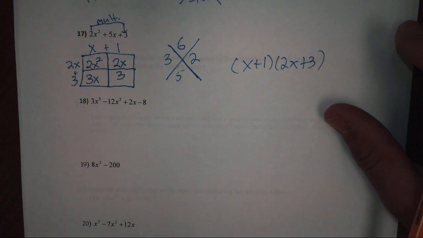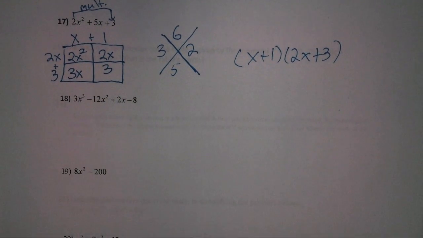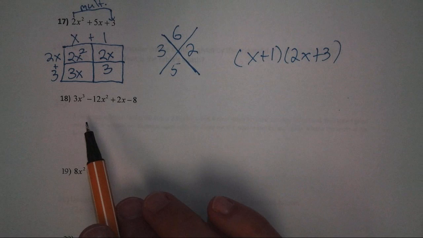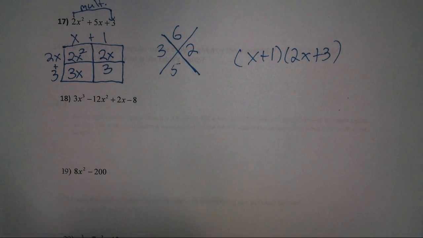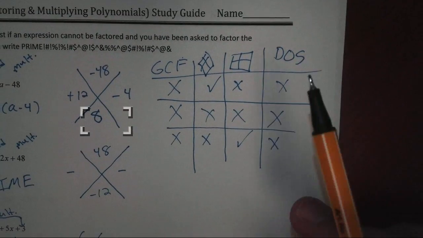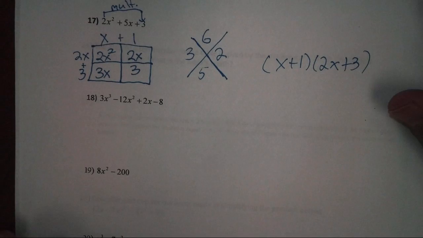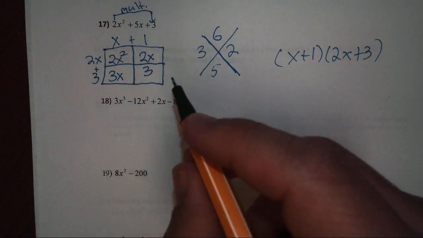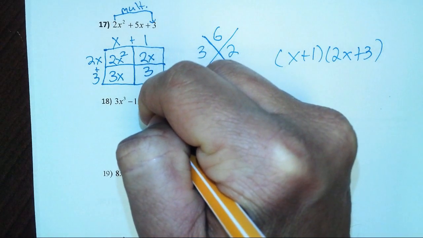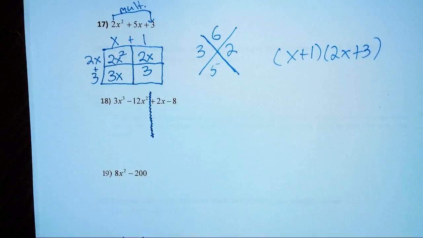Number 18. Now, number 18, this right away, I see something. This is different. We have 1, 2, 3, 4 terms. Whenever you see 4 terms, the first thing you're going to look for, this is the one and only time you don't really follow these steps, you go straight to what's called factor by grouping. And to do factor by grouping, we're going to split our problem right down the middle.